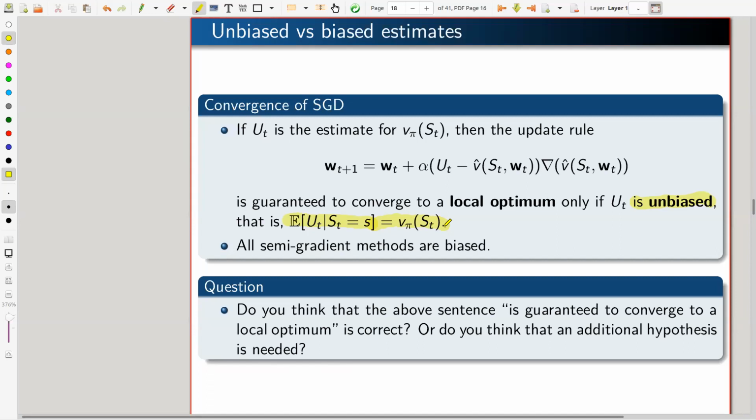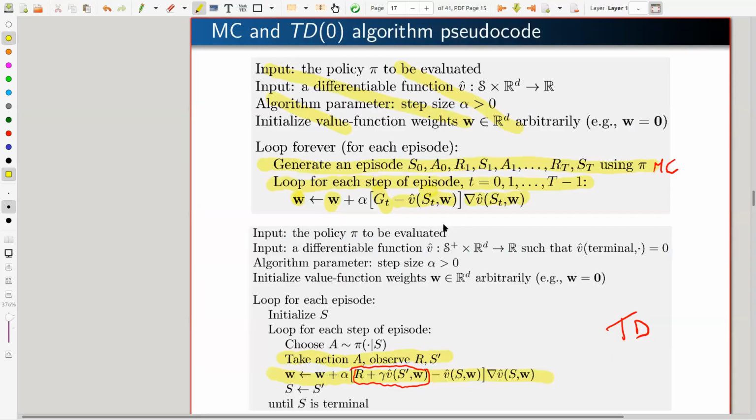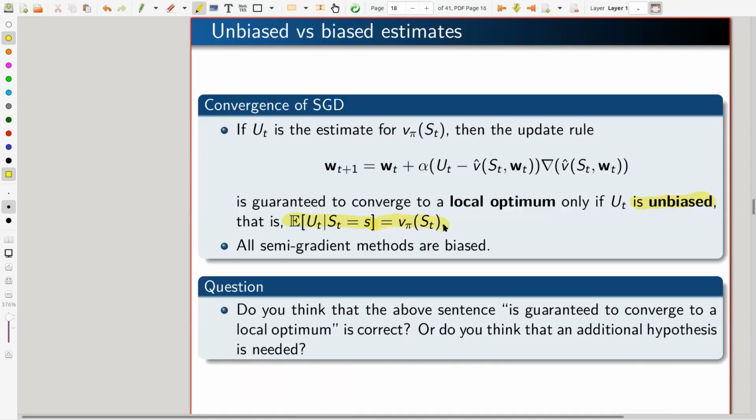This means that between the two methods that I'm showing you here with these pseudocodes, the Monte Carlo gradient method and the temporal difference semi-gradient method, the only one converging truly to what we are looking for is the Monte Carlo one, because all methods using a bootstrap, which are also the semi-gradient methods, for the very same reason are biased.